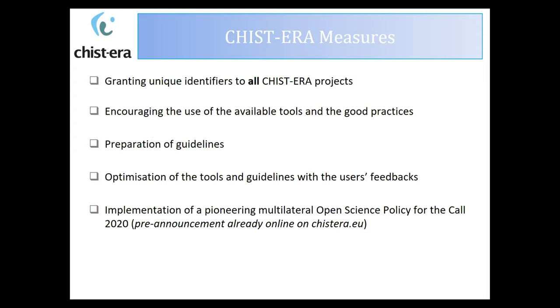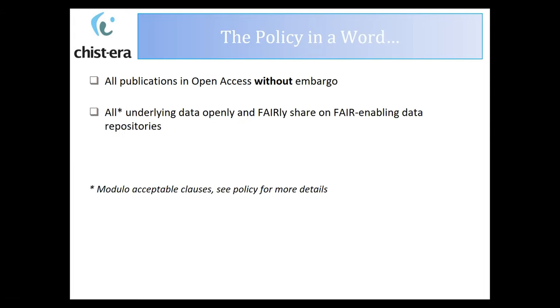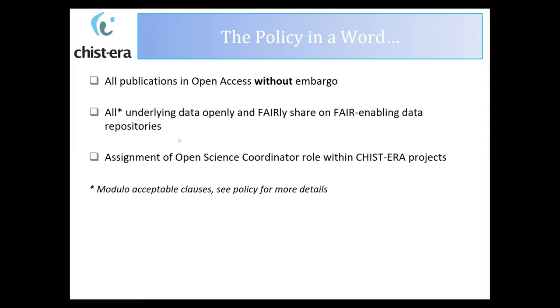And obviously the most important thing is the implementation of this new multilateral open science policy for the call 2020, which is actually already online. So on the website of CHIST-ERA, we can already see the pre-announcement with parts of the open science policy. But obviously this can apply to all ongoing projects, which are all invited to follow the same good practices. Roughly speaking, all publications open access without embargo and underlying generated data openly available following the FAIR data principles in FAIR-enabling data repositories. Together with the assignment of this new role of open science coordinator, whose role is to monitor the implementation of the right dissemination activities within the projects, as well as the planning of the open science activities and the DMP.